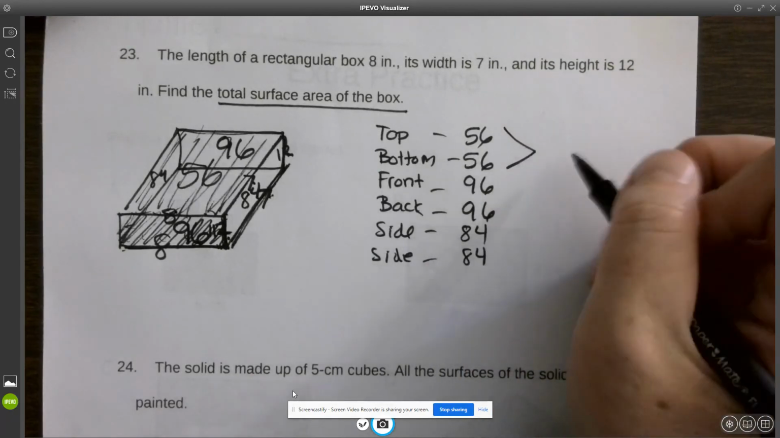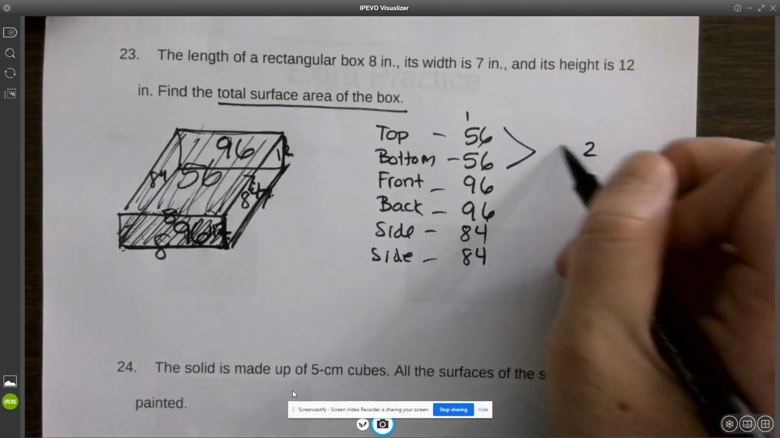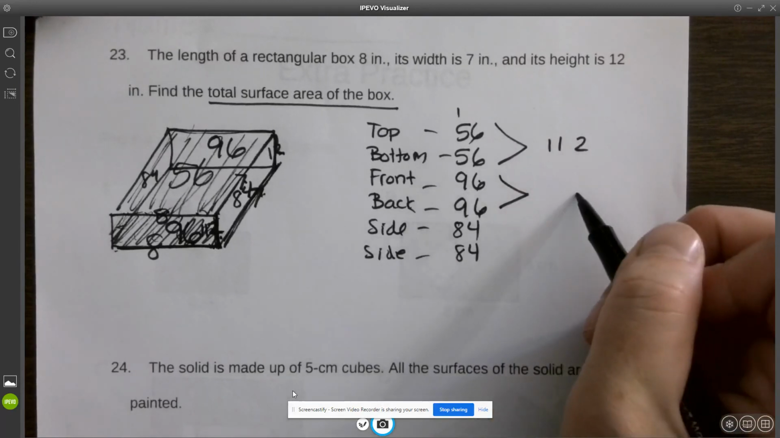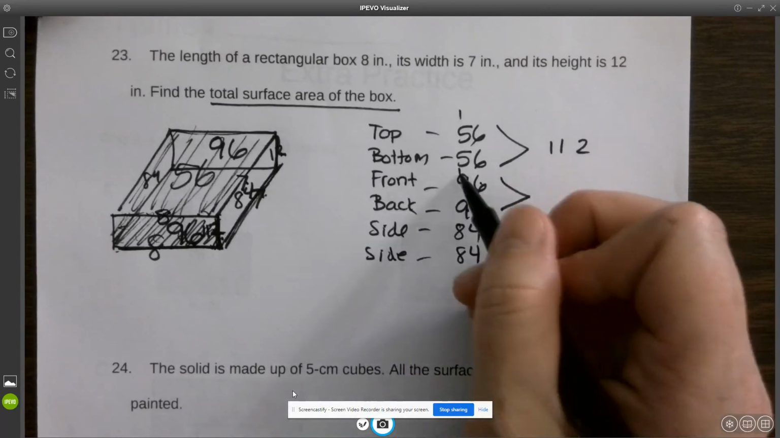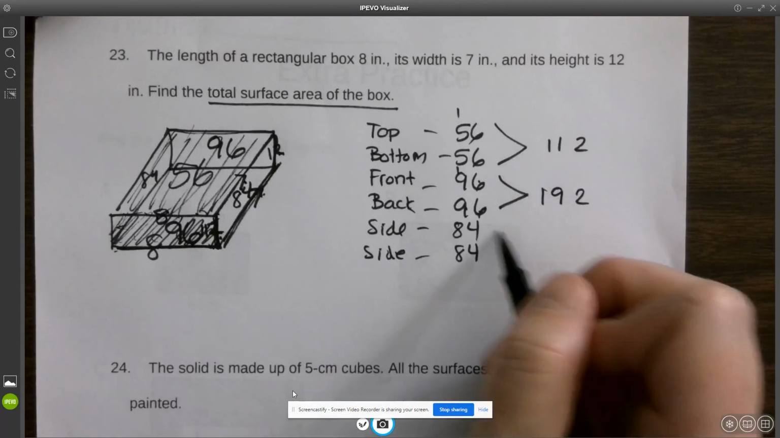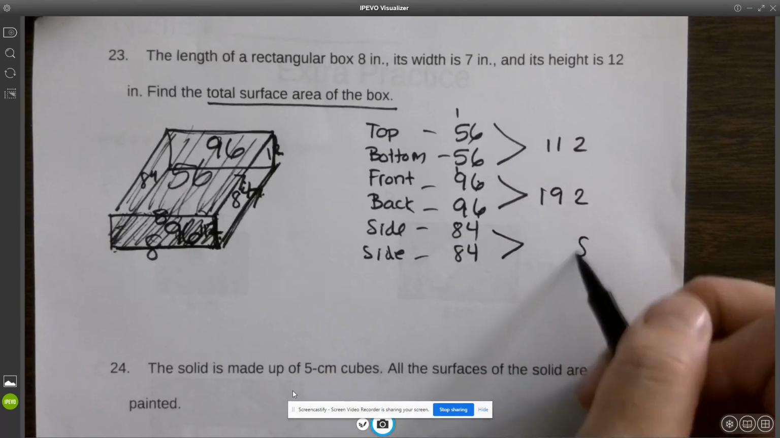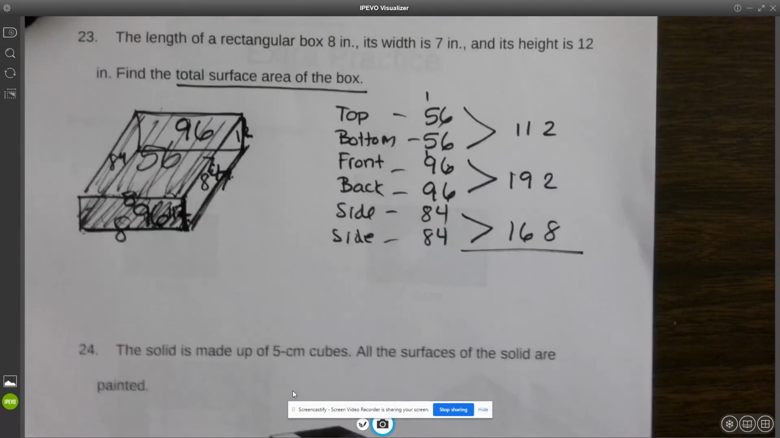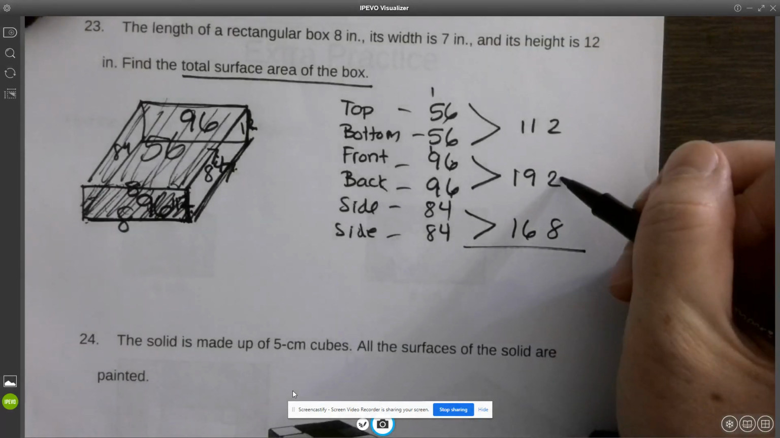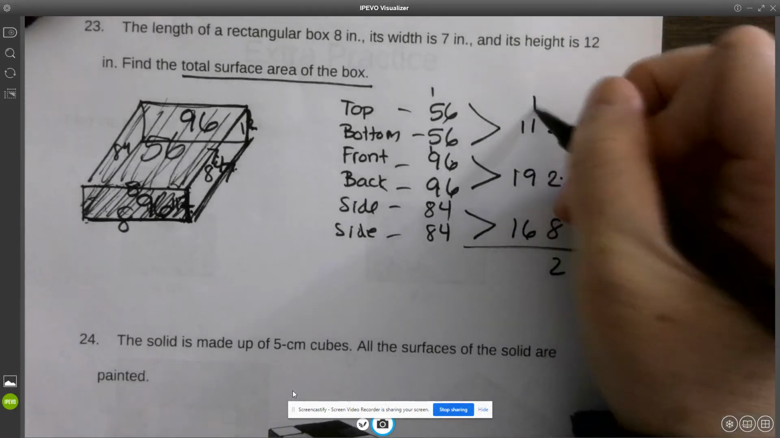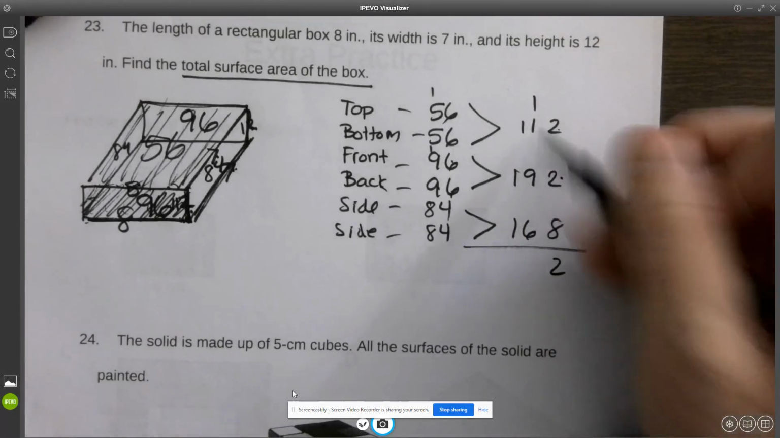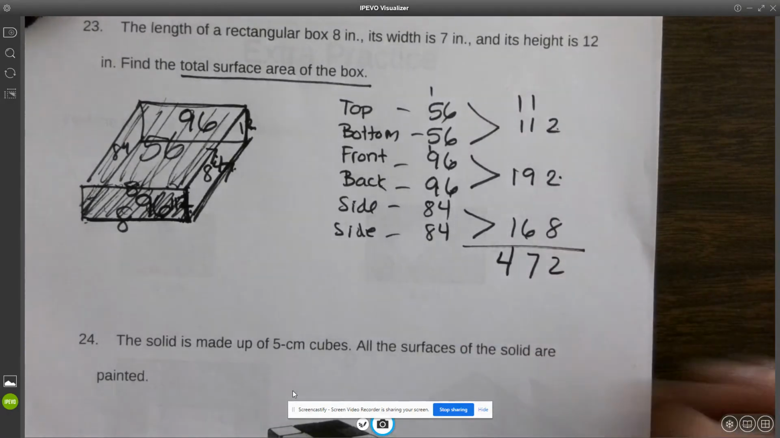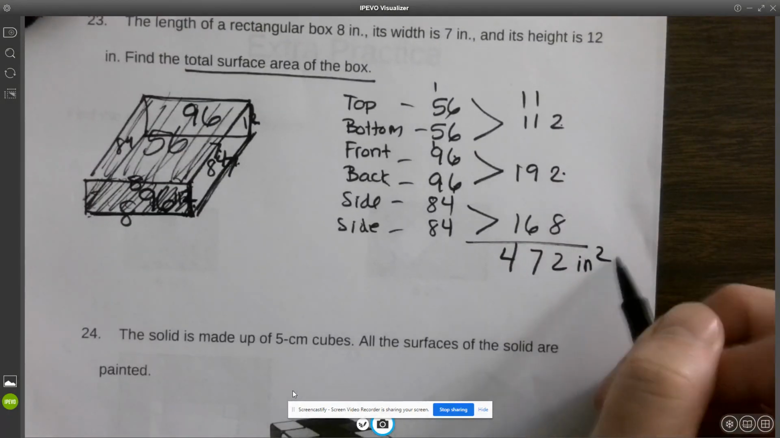So 56 plus 56, you would have 112. 96 plus 96, 6 plus 6 is 12, 18, 19, 192. Okay, now we can add it all together. 8 plus 2 is 10, plus 2 is 12. 9 plus 1, 10, 16, 17. So you should get 472, and it would be inches squared.